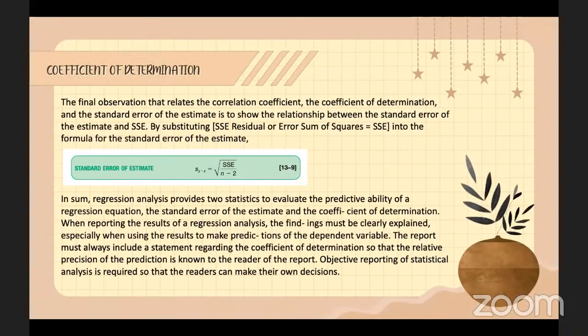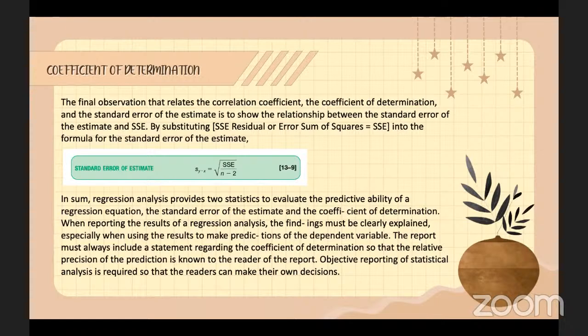The final observation that relates the correlation coefficient, the coefficient of determination, and the standard error of estimate is to show the relationship between the standard error of the estimate and SSE by substituting into the formula for the standard error of estimate. So in sum, regression analysis provides two statistics to evaluate the predictive ability of a regression equation: the standard error of the estimate and the coefficient of determination.